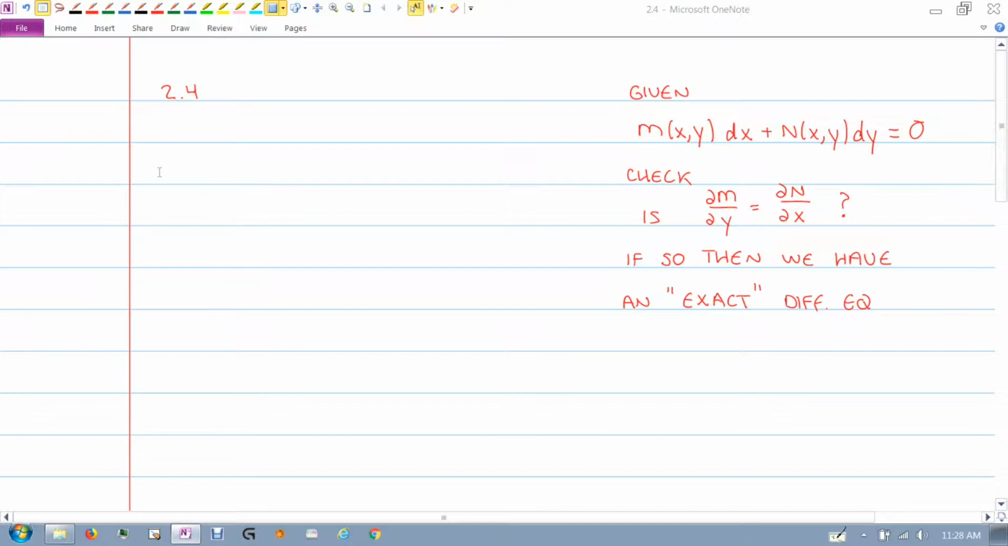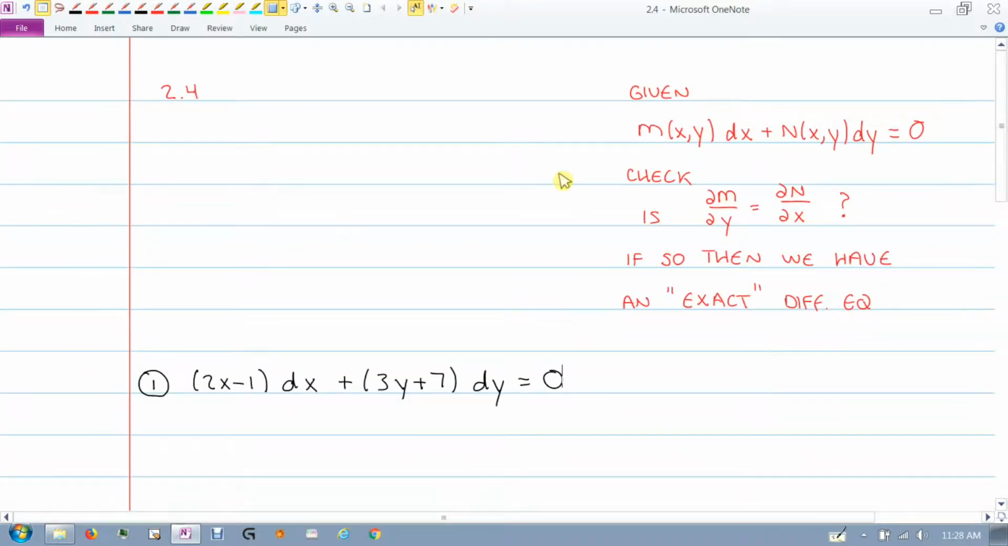So let's take a look at number 1. And I think I'll just start right here. So number 1, we have (2x minus 1) dx, and then plus (3y plus 7) dy equals 0. So let's first see that we do have the form that we're looking at here. And so this is our M function, and this is the N function.